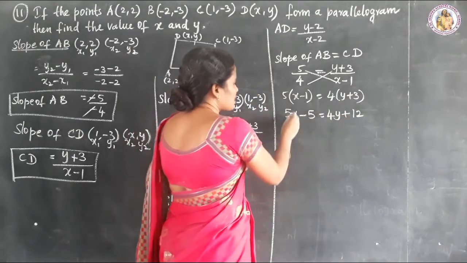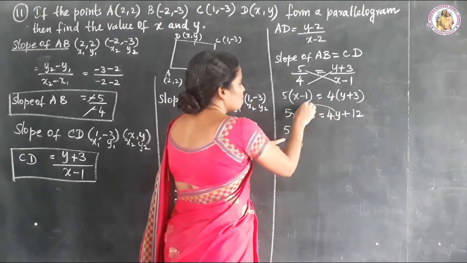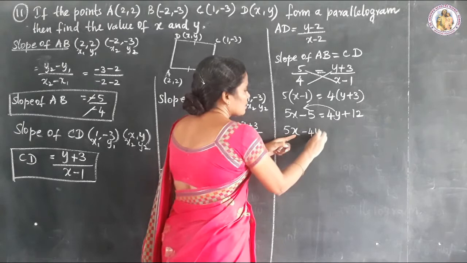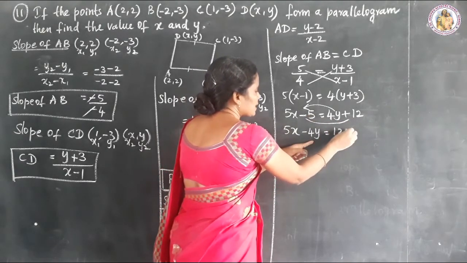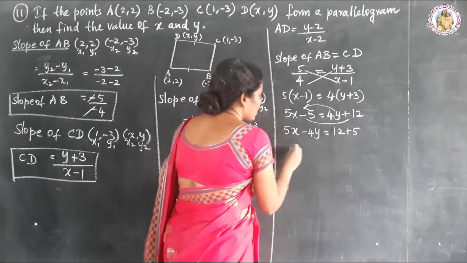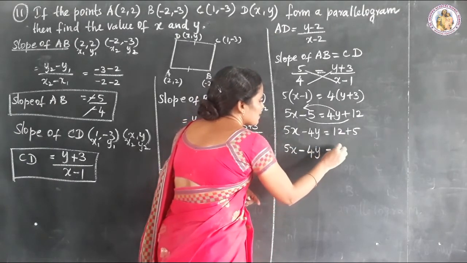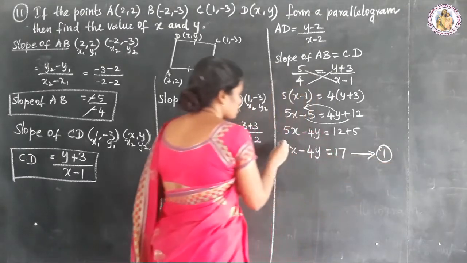Now in the next step, write 5x, and 4y will become minus 4y, is equal to 12, and minus 5 when it goes to the right side becomes plus 5. So 5x minus 4y is equal to 17. Taking this as equation number 1.